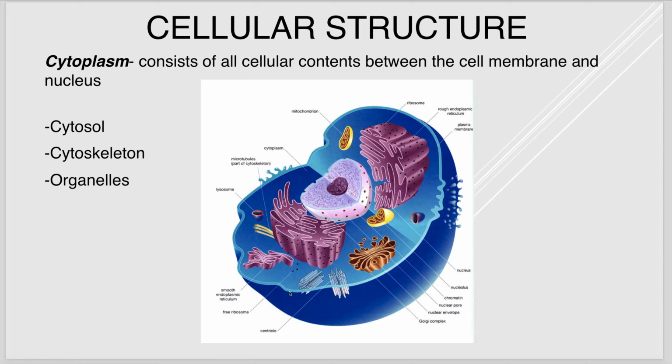Okay, so structure of the cell. We're going to talk about the cytoplasm. We talked about the membrane, now we're talking about the cytoplasm. The cytoplasm is just everything that's between the cell membrane, or the plasma membrane, and the membrane of the nucleus. So all this stuff in here. This includes cytosol, which is just the water and dissolved solutes, the cytoskeleton, which we'll talk about, and the organelles.